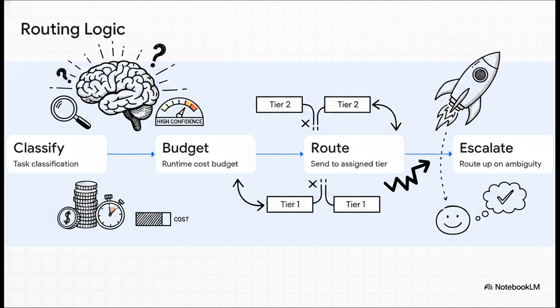Step 1. The router reads the incoming request and classifies the task type, assigning a confidence score. Step 2, it checks the runtime cost budget for that session. Step 3, it routes the request straight to the designated tier. But what happens if a small Tier 2 model fails an evaluation check, or maybe that confidence score is just too low? Well, that brings us to Step 4. We seamlessly escalate to the Tier 1 frontier model. The user never even sees a hiccup.